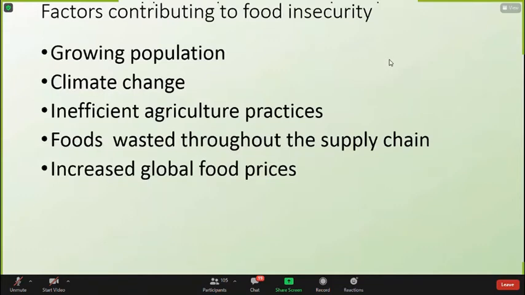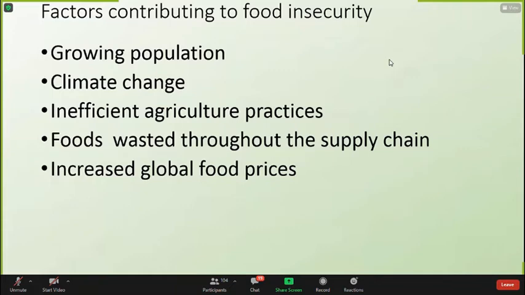These are among the important factors that contribute to the problem of food insecurity, including growing population. Climate change has affected so much, not only in Malaysia, but all over the world. Inefficient agricultural practices mean we are not able to produce enough food. In fact, Malaysia has been importing a lot of food products from other countries to sustain.